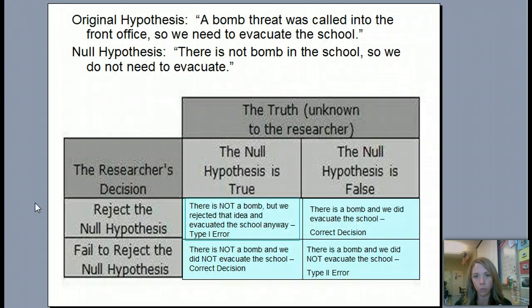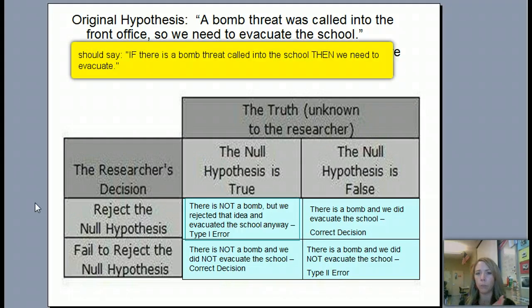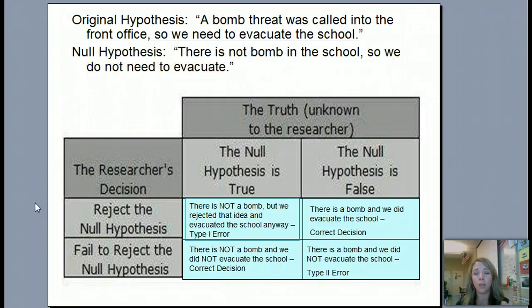So let's read this situation, because let's make this make sense. There's a bomb threat called into the front office, and we need to evacuate the school. That's the hypothesis, okay? That there's a bomb threat called in, and we need to evacuate the school. So the null hypothesis is there is not a bomb at the school, so we do not need to evacuate. So see how that's the opposite? Now let's apply that to our chart.